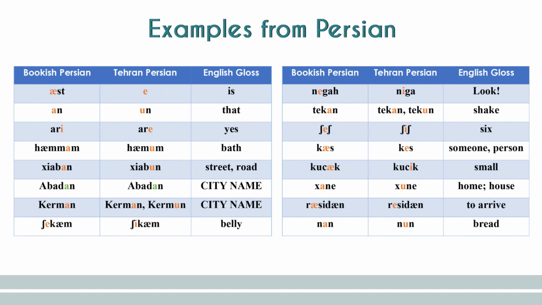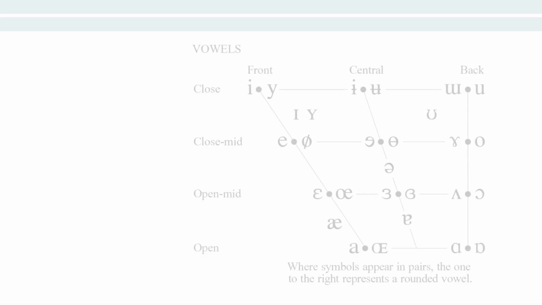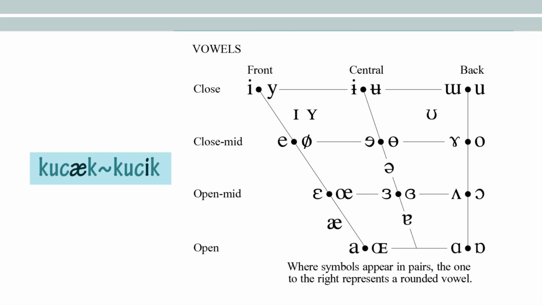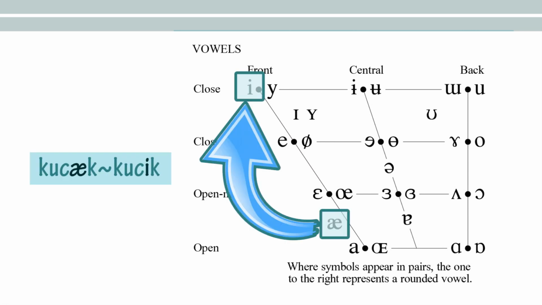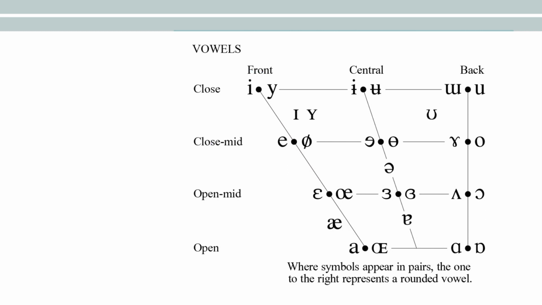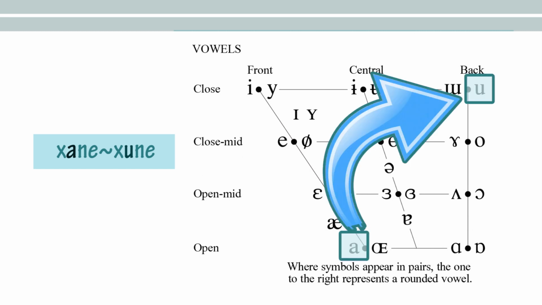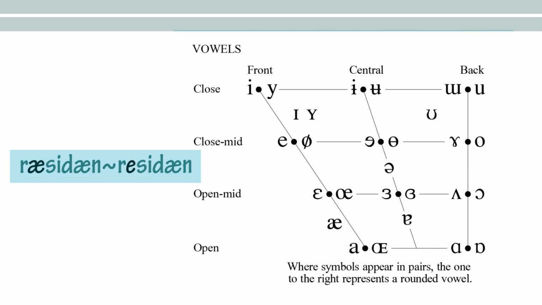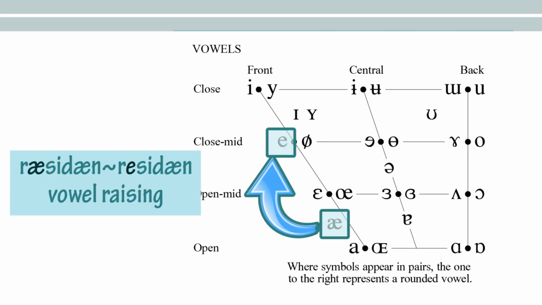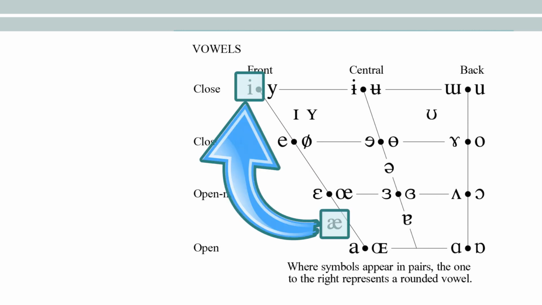At this point, you might want to go and open your IPA chart and try to see what's going on here. For example, for the word kuchak, when it becomes kuchik, the a changes to e, you know that it's an example of vowel raising. And for the word khane, which becomes khune, try to locate it on the table. The a becomes u, again an example of raising. Rasidan becomes residan, a to e, again raising. But you see there's sometimes a to e, sometimes a to u.